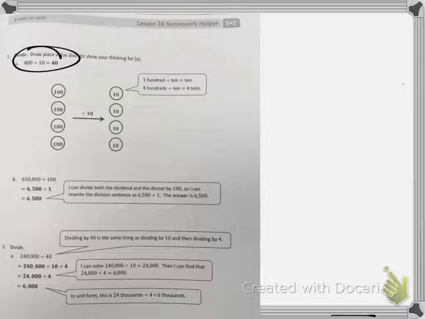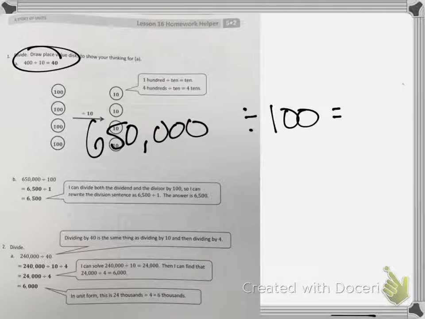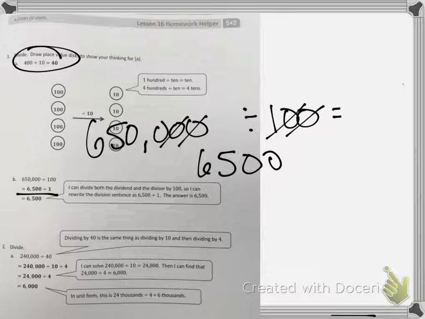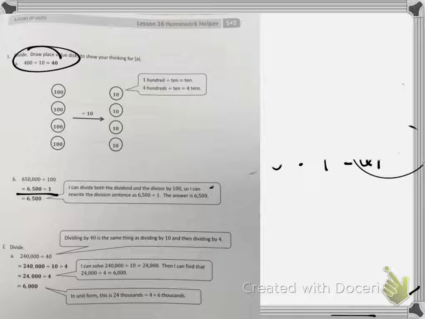So let's look at B. It states 650,000 divided by 100 equals. We can easily see, it shows down here. I wrote that wrong, I just wrote 650. We already see that they took the zeros away and they ended up with 6,500 divided by 1. And we know anything divided by 1 is that thing. So we know it's 6,500. And that's the basic concept for all of question number 1.